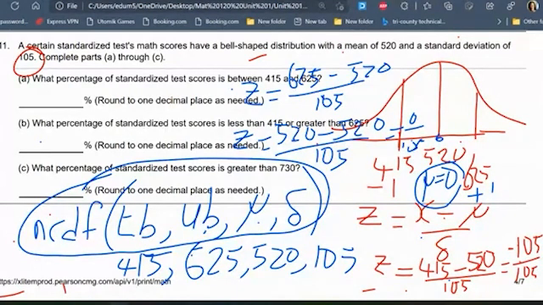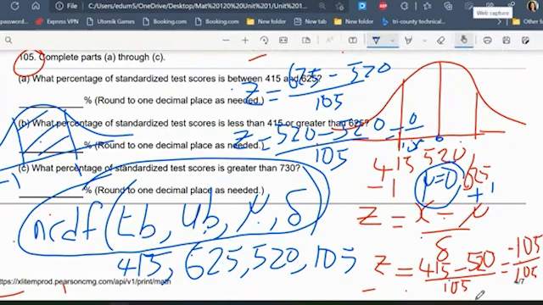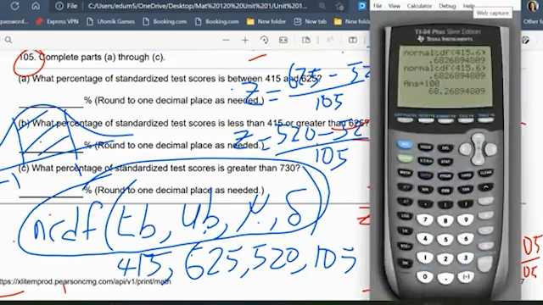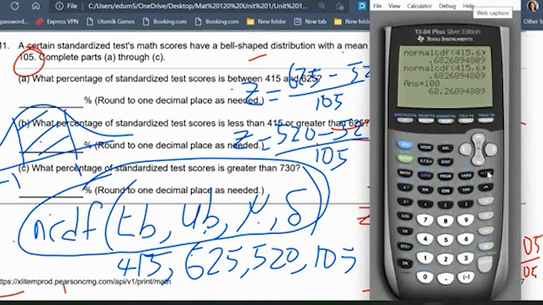Okay, so I'm going to redraw this here in standard scores. Now I'm starting from negative 1 to 1. I'm finding this area. I'm going back to my calculator again. This time I'm not using raw scores. I'm going to clear, then second, distribution, number 2.